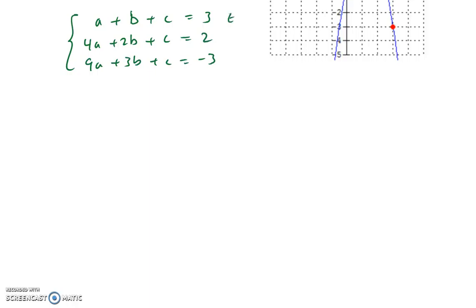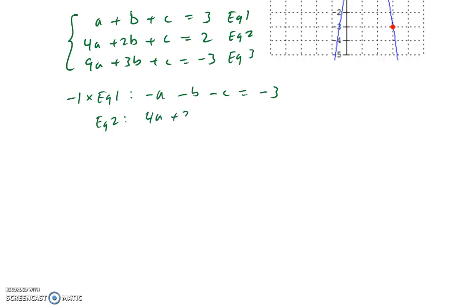So let's label these as equation 1, equation 2, and equation 3. Let's multiply equation 1 by -1 and write it as -a minus b minus c equals -3. And let's pair that with equation 2, and we won't change it at all: 4a plus 2b plus c equals 2.